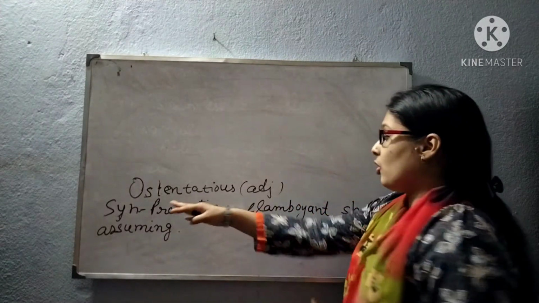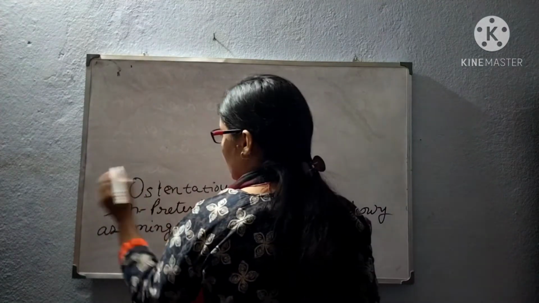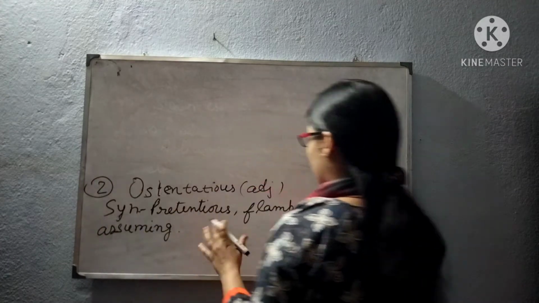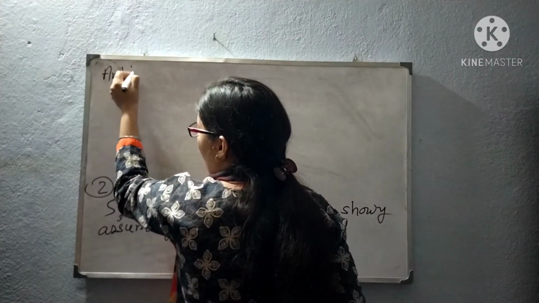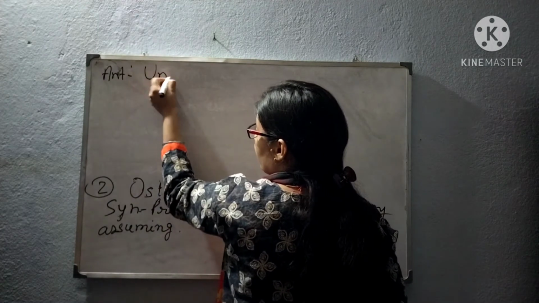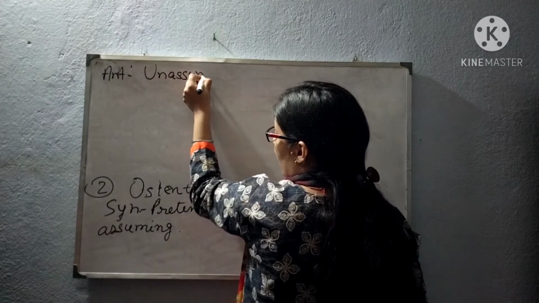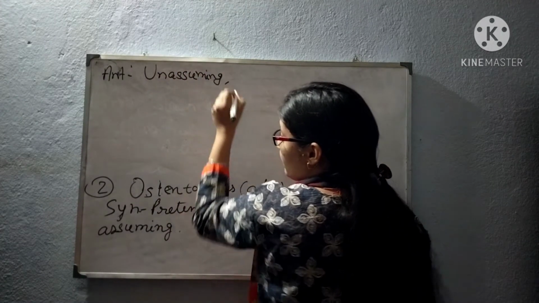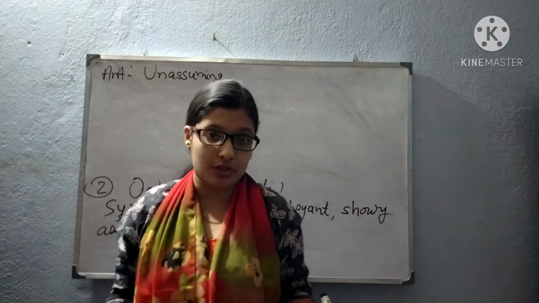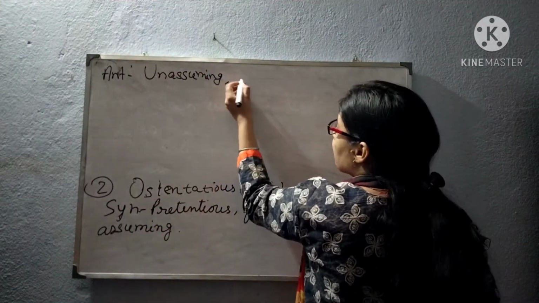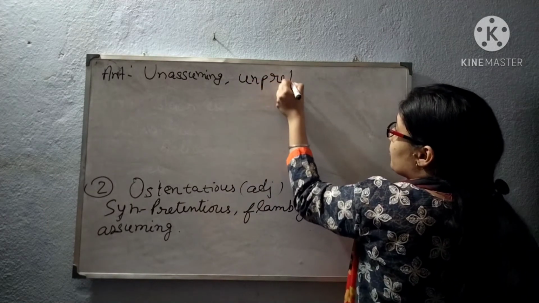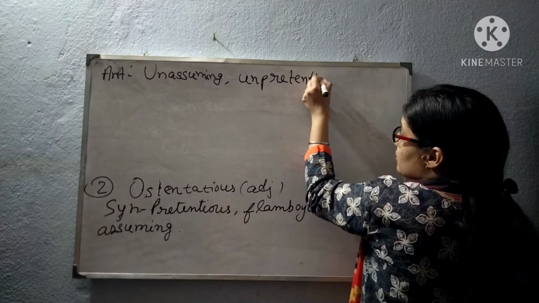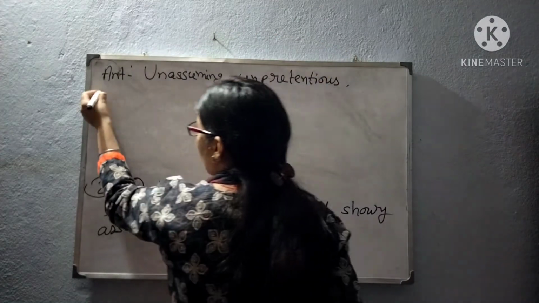Okay. Now ostentatious का जो हम देख रहे थे synonyms, अब हम antonyms में जाते हैं. Antonyms are unassuming और होगा unpretentious. Un लगा देने से, जो कि एक prefix है, हो जाएगा unpretentious. Okay. Move to the third one.